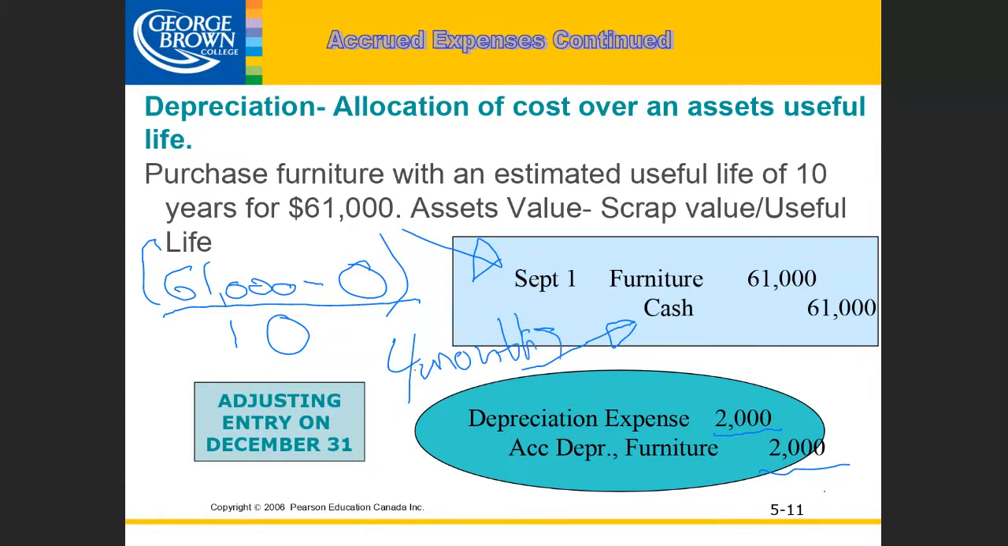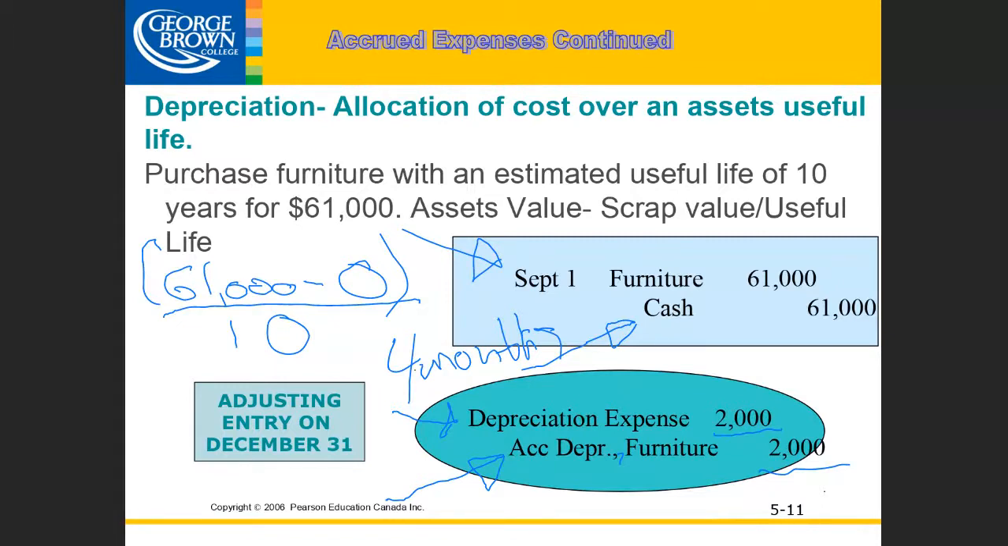So over the course of those 4 months, we have to show the accrued expense of depreciation. So here we debit our depreciation expense by $2,000 to show the expense was incurred over that period of time, and we credit accumulated depreciation, furniture. This is the amount of accumulated depreciation for the furniture asset.